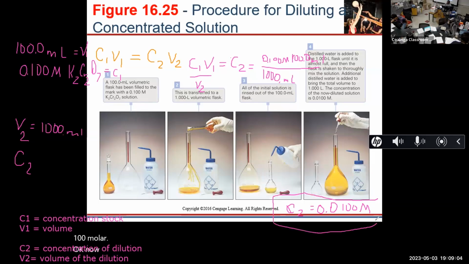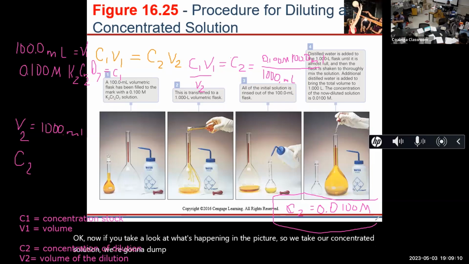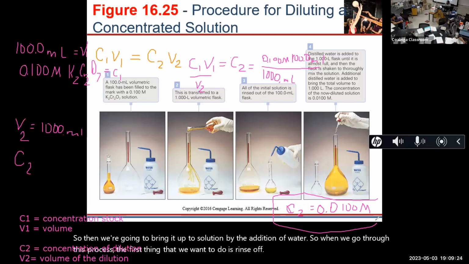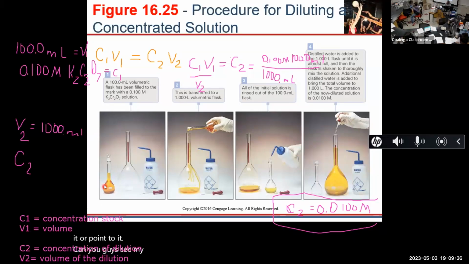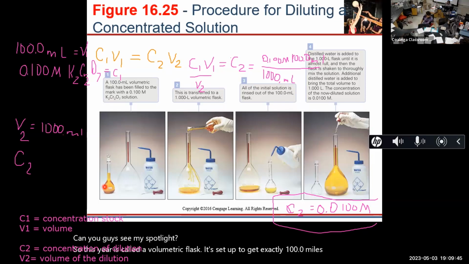Now, if you take a look at what's happening in the pictures, so we take our concentrated solution, we're going to dump it into the 1 liter flask or the 1,000 milliliter flask. So then we're going to bring it up to solution by the addition of water. So when we go through this process, the first thing that we want to do is rinse off the device that we actually use to measure the initial 100 milliliters. Can you guys see my spotlight? So this here is called a volumetric flask. It's set up to get exactly 100.0 milliliters of solution.